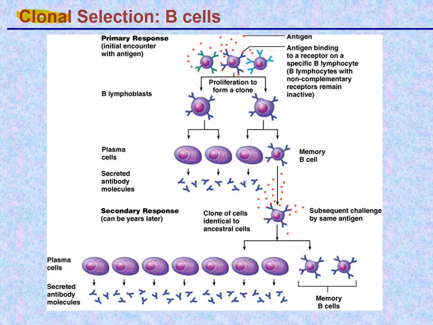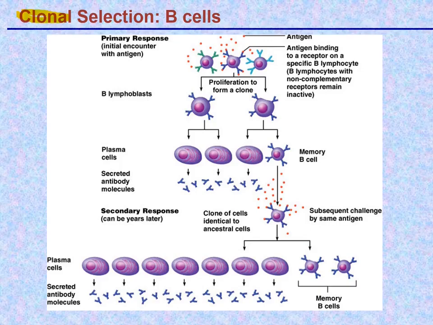Remember, we're talking about the adaptive immune response. They call it the adaptive immune response because it's not ready immediately. It has to adapt first to the presence of its target antigen and proliferate, and then start multiplying, and then start secreting antibody.